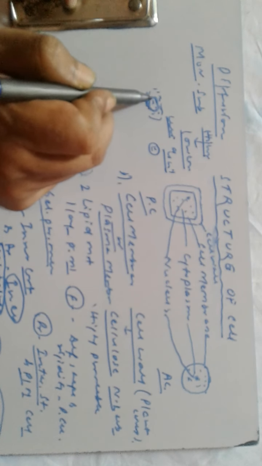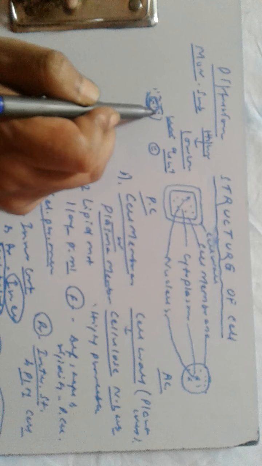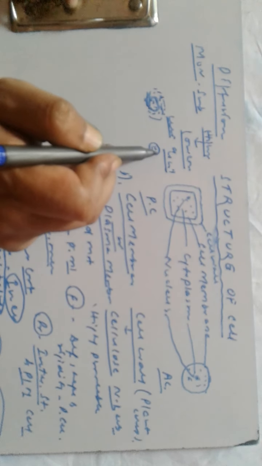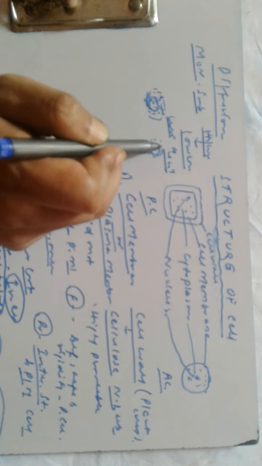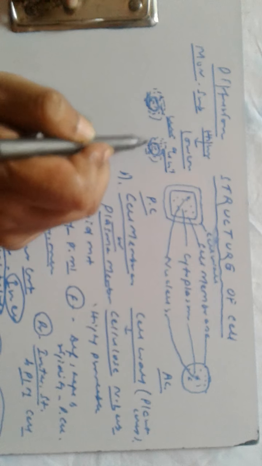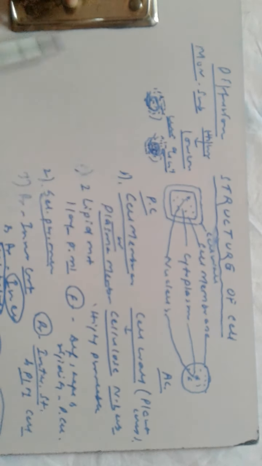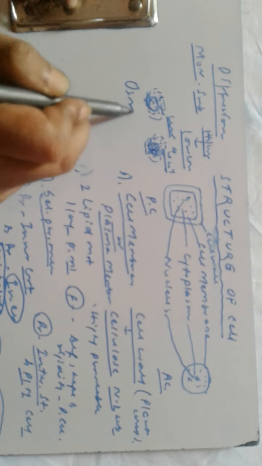Here the cell has lower concentration, outside the cell there is higher concentration, so there will be movement in and out of the cell, and what will happen? There will be a uniform concentration of that particular substance. What is osmosis?